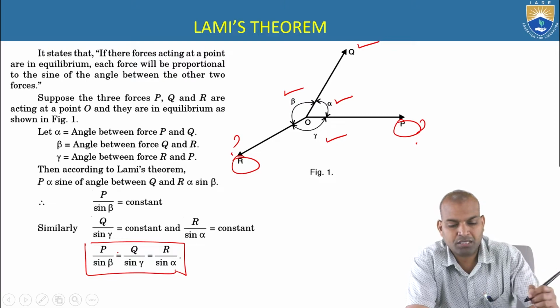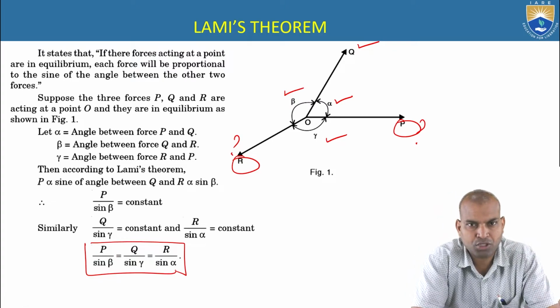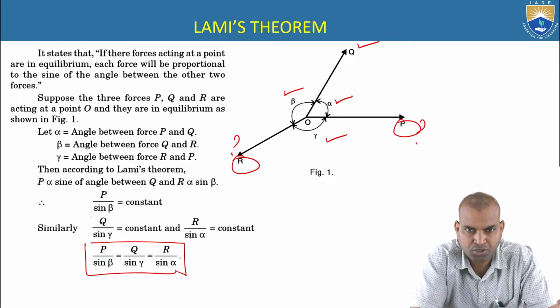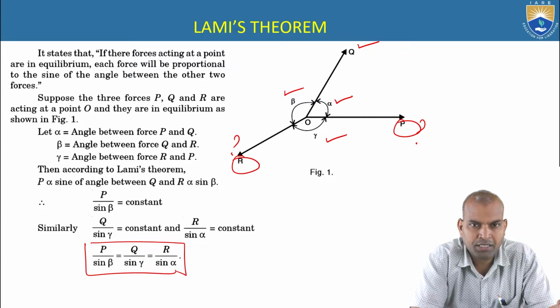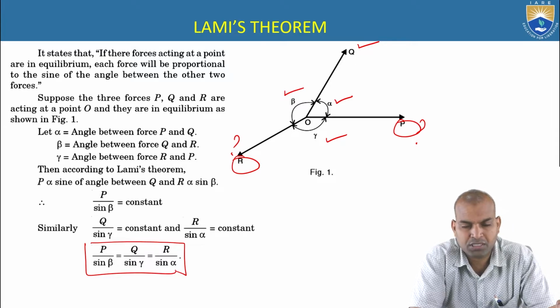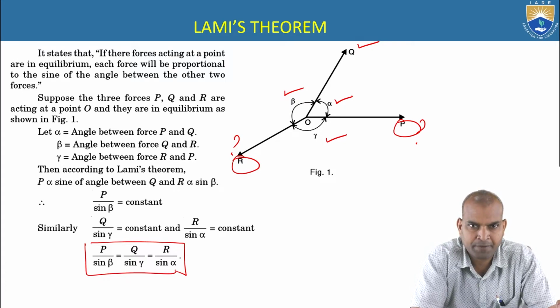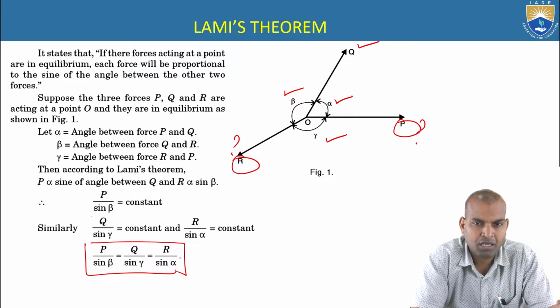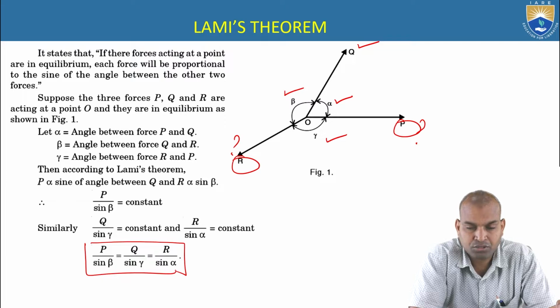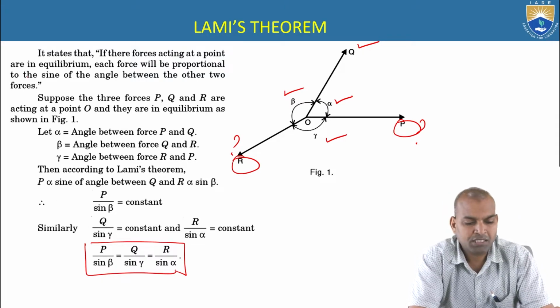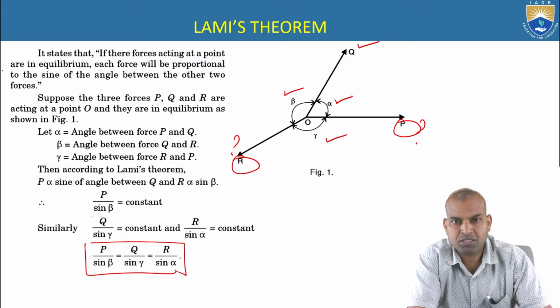So Lami's theorem is useful when three forces are acting at a point, and in order to find the unknown forces, if we know the angles between them and one force is known, then we can calculate the other two forces by using this Lami's theorem. That's what this point says.